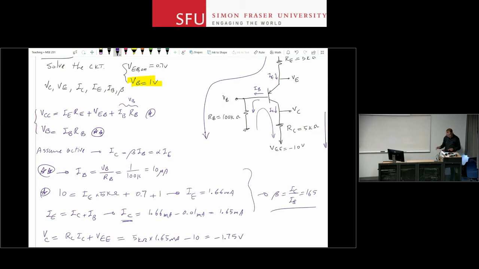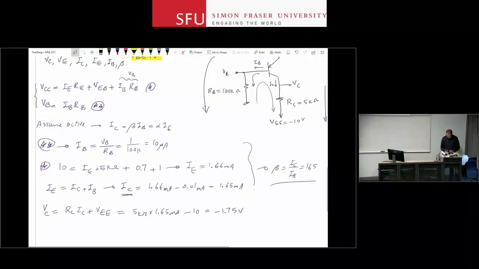Okay, if this is true, I've solved the circuit. I know VE, VC, VB, and all the currents, right? So one last thing I need to do is check active.